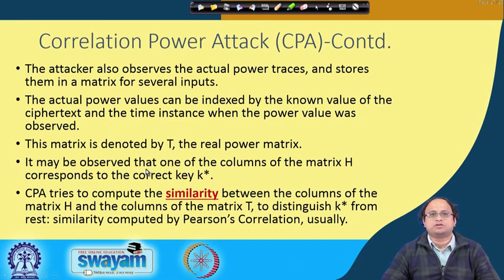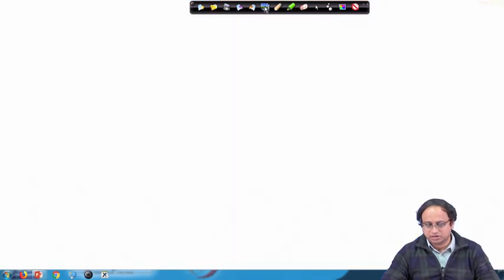This matrix is denoted by capital T, which is the real power matrix. It may be observed that one of the columns of the matrix H corresponds to the correct key, which is K star. That means your hypothetical power matrix is where your correct key is essentially coming into play, denoted as K star. So, in CPA, you compute the similarity between the columns of the matrix H and the columns of the matrix T to distinguish K star from the rest. The similarity is usually computed using Pearson's correlation. Let me elaborate here.